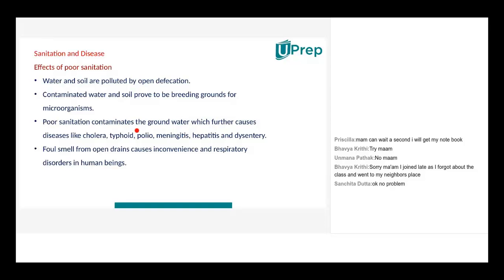It's a small little activity which all of you have to do right now. Find out, okay, I'll just give Anna, find out which organism causes cholera. Bhavya, find it for typhoid. Priscilla, find it for polio. Unmana, find it for meningitis.